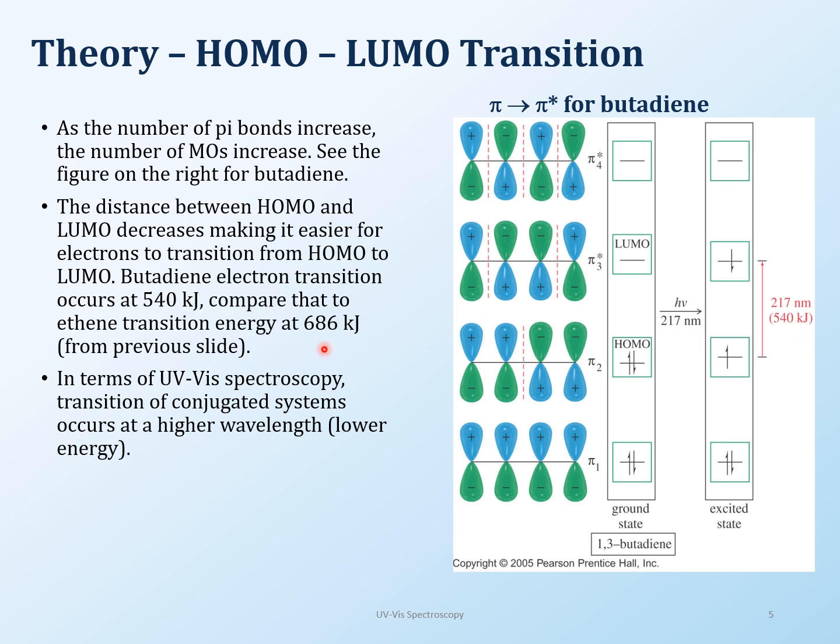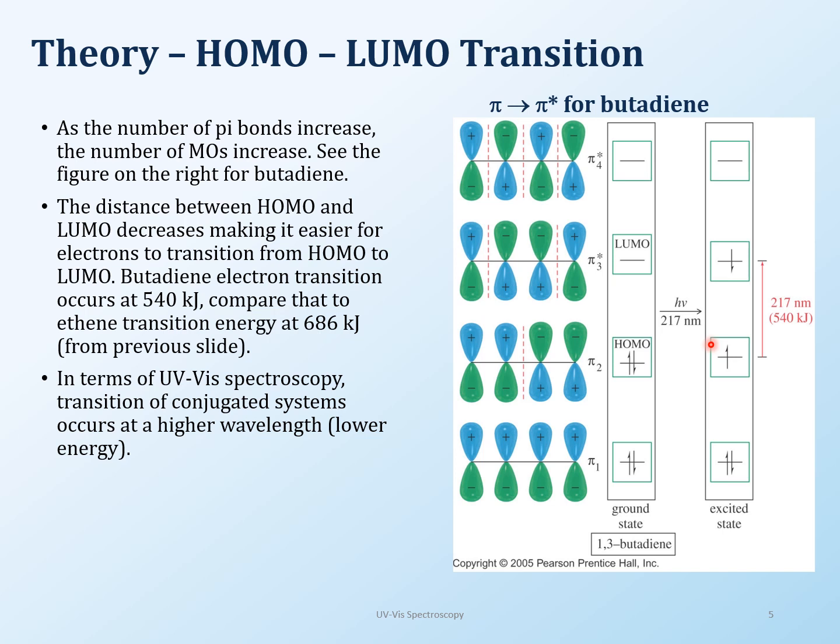I wrote that over here. So in a plain alkene, ethene, it was 686, but here look, you only need 540 kilojoules. Why? Because they are closer in energy. But what is important for us, as much as energy, is also this wavelength. That is also important to us because that is what we are looking at.